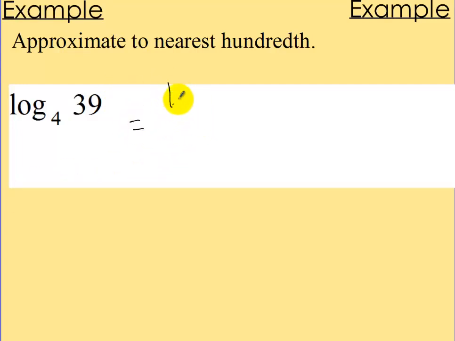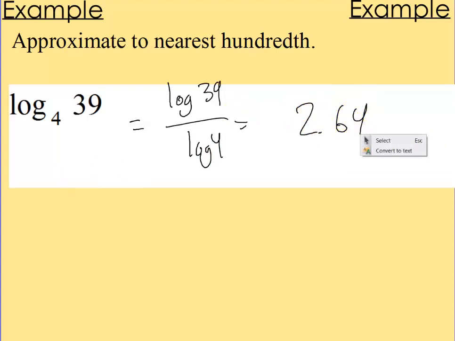All right, using the change of base formula here, so log of 39 over log of 4. And if you plug that into a calculator, log of 39 divided by log of 4, you will get 2.64. Yep. Next one.